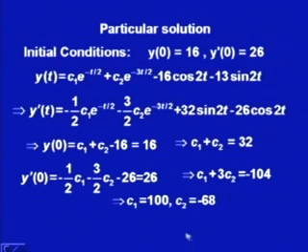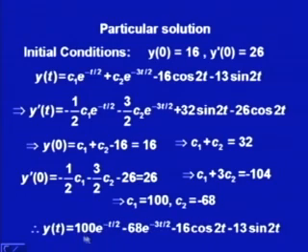So, what is our particular solution for the given system? That is y(t) is equal to 100 e to the power minus t by 2, minus 68 e to the power minus 3t by 2, minus 16 cos 2t, minus 13 sin 2t.